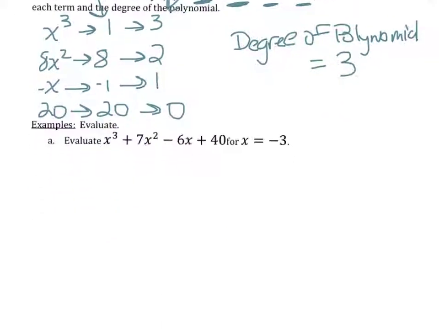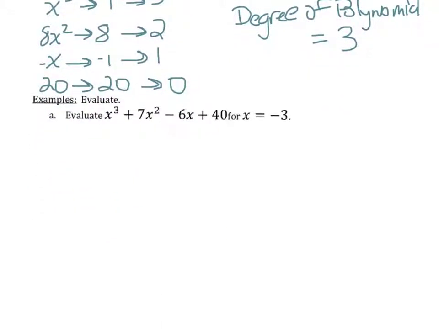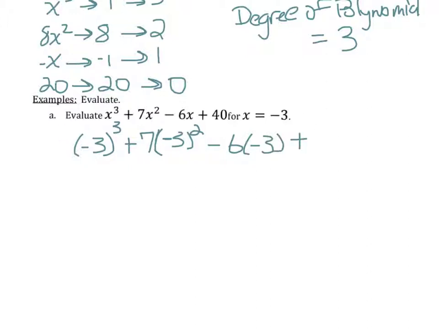What I want to do now is evaluate polynomials at certain values of x. Remember, whenever we use the word evaluate, that just means to plug in or substitute the value in for the variable. In this example, we have x cubed plus 7x squared minus 6x plus 40. We're evaluating that for x equals negative 3. Anytime you use a negative, you can just get in the habit of always using parentheses when you raise something to a power. So: negative 3 cubed, plus 7 times negative 3 squared, minus 6 times negative 3, plus 40.